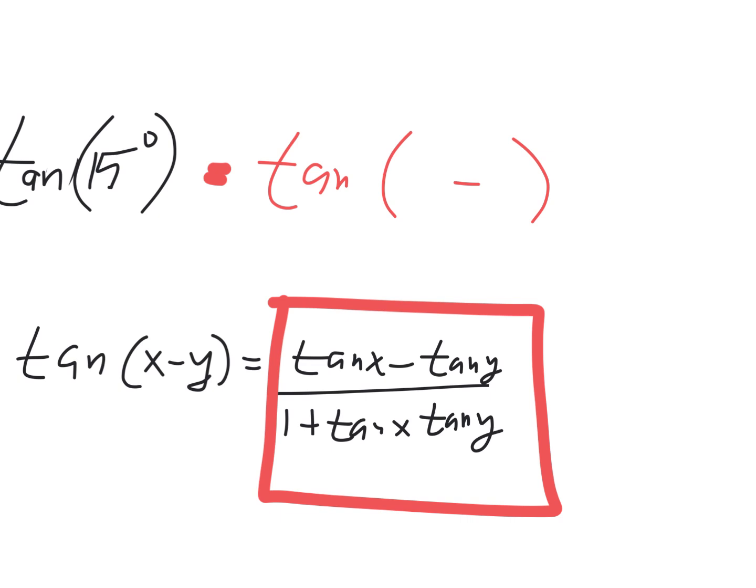You going to do 30 minus 15 to get 15? No, that doesn't make any sense. About 60 minus 45. That's the same as 15, isn't it?